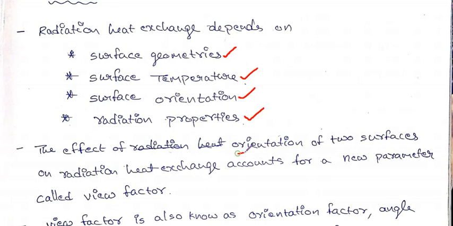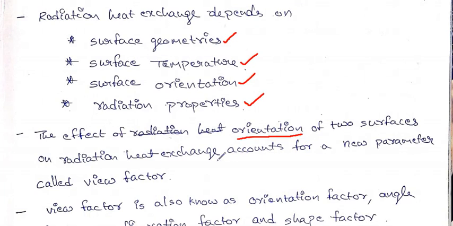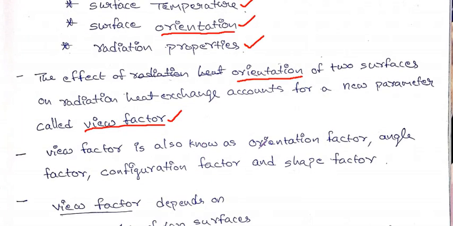The effect of orientation of two surfaces on radiation heat exchange accounts for a new parameter called view factor. So in order to account for the surface orientation, we include a factor called view factor in the calculation of radiation heat exchange between two surfaces. The view factor is also known as orientation factor, angle factor, configuration factor, and shape factor.